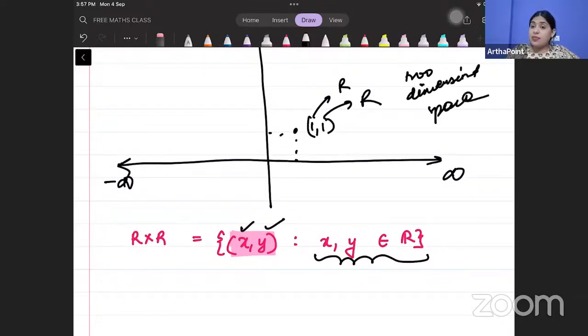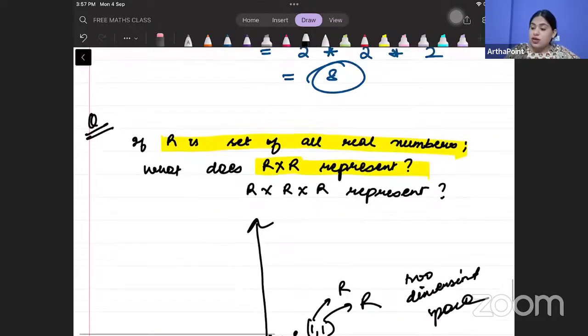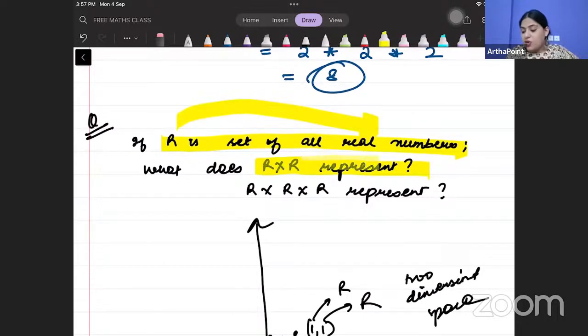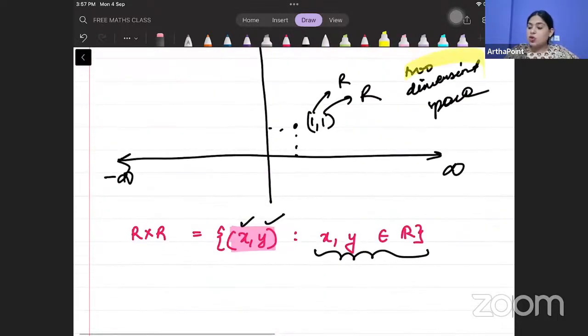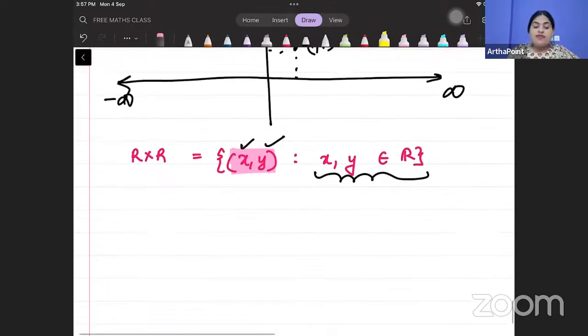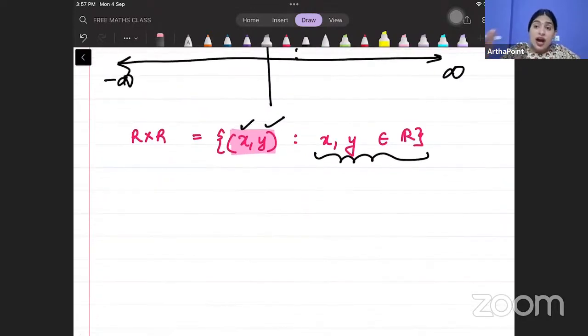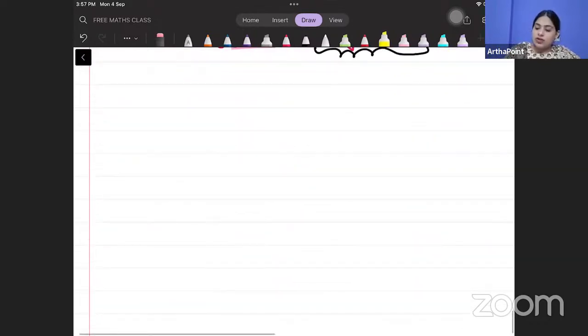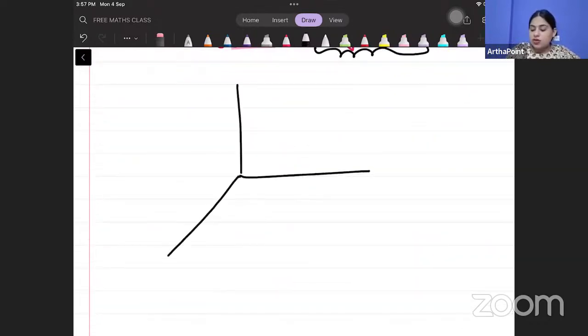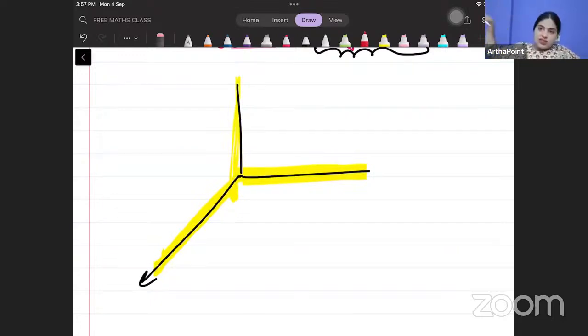This can come in the exam. It is a very important MCQ. So if R represents the real numbers, R cross R represents a two-dimensional space. Similarly, if I do R cross R cross R, what will it become? A 3-dimensional space. These are all real numbers, these are also all real numbers, and these are also all real numbers. Imagine your room, it's 3D.